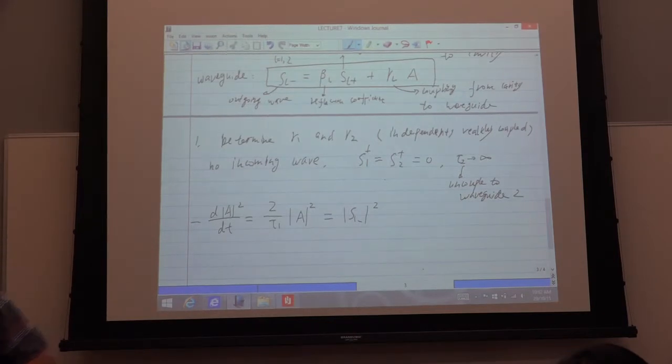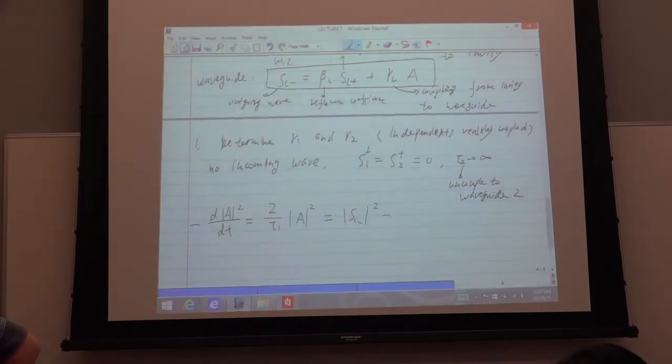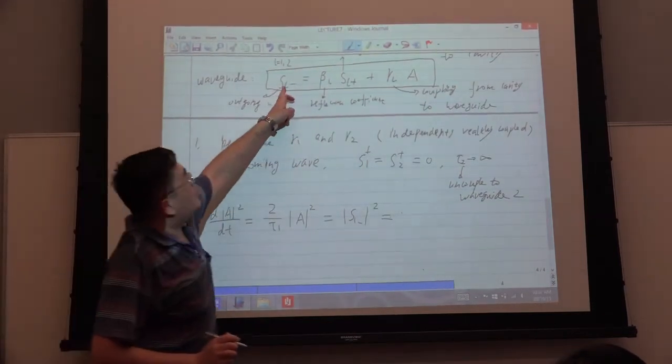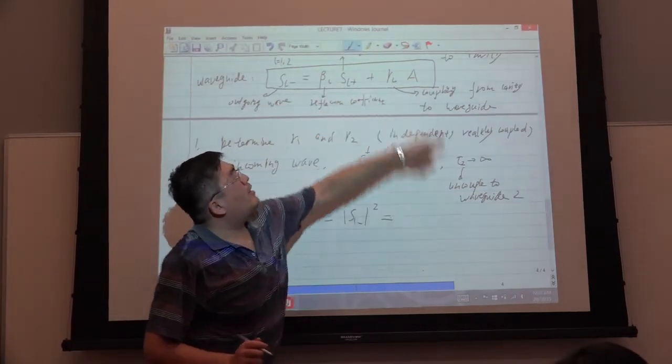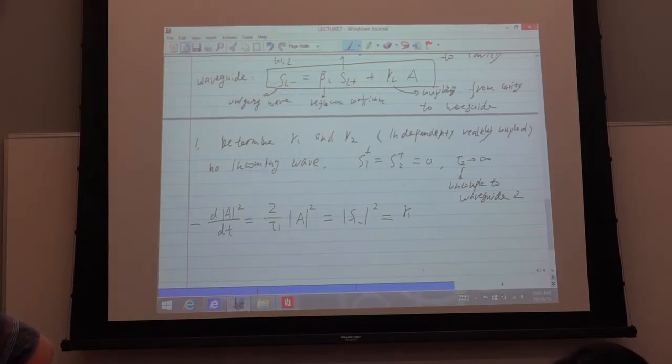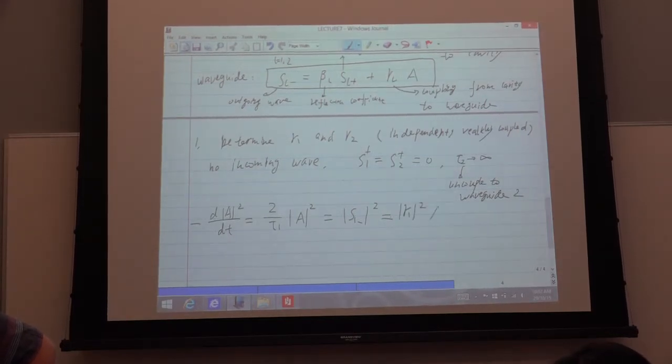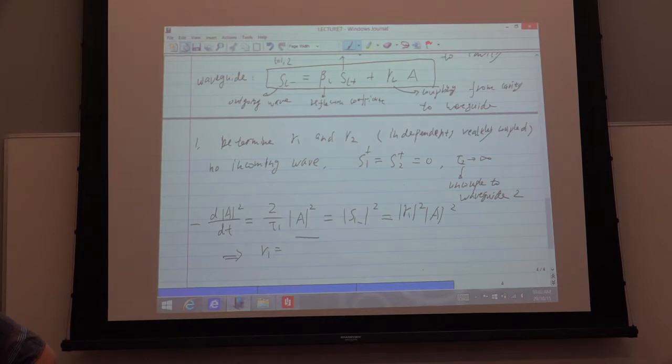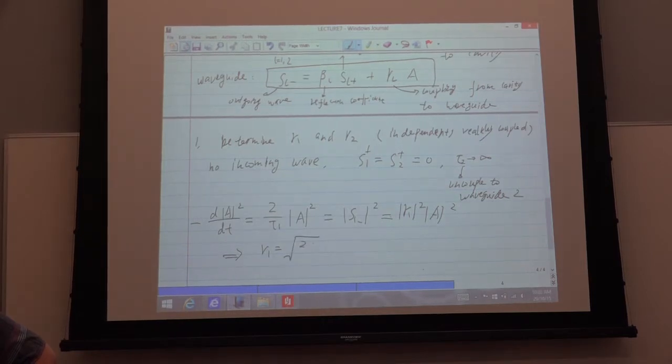And S1, everyone knows that. From this equation, how about this S1? Because it's 0, how about this one? Gamma A, so gamma 1 squared over A squared. Oh, we get this very good equation. So finally we get gamma 1 equal to 2 over tau 1.